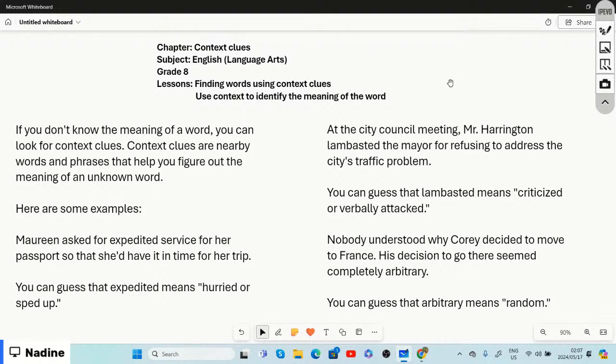All right. So when it comes to context clues, if you don't know the meaning of a word, then you can look for context clues. And context clues are nearby words and phrases that help you to figure out the meaning of an unknown word.